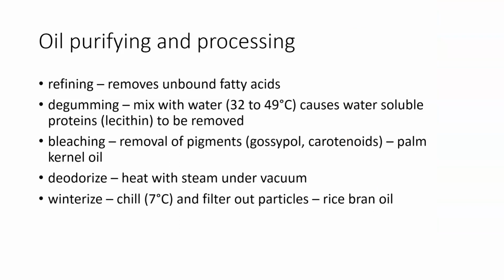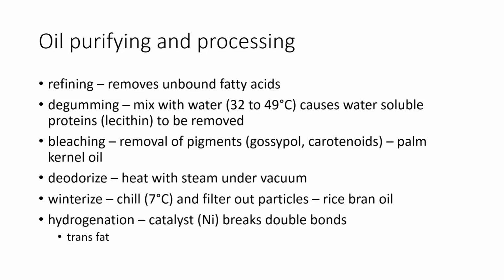We've got winterized. Chill it down to 7 degrees Celsius. That's going to solidify the saturated hydrocarbons that are in there, and it can be filtered out. Rice bran oil apparently is one of the ones that they winterize quite a bit. And we've got hydrogenation. Hydrogenation is a process by which the oil is run over a catalyst. In this case, it's nickel. Nickel breaks the double bonds in the fatty acid. It allows for the fatty acid to now become solid at room temperature.